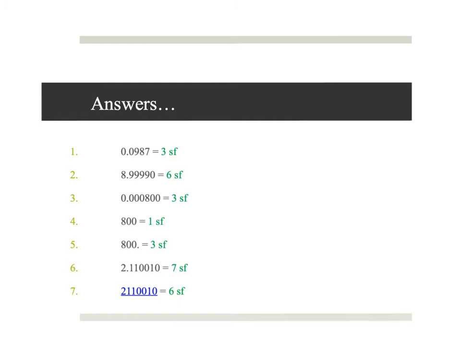So here we go. Here are answers for our previous slide, okay? 0.0987 has three significant figures. The zeros in this case are not significant because they are leading zeros. Okay, so they don't count.